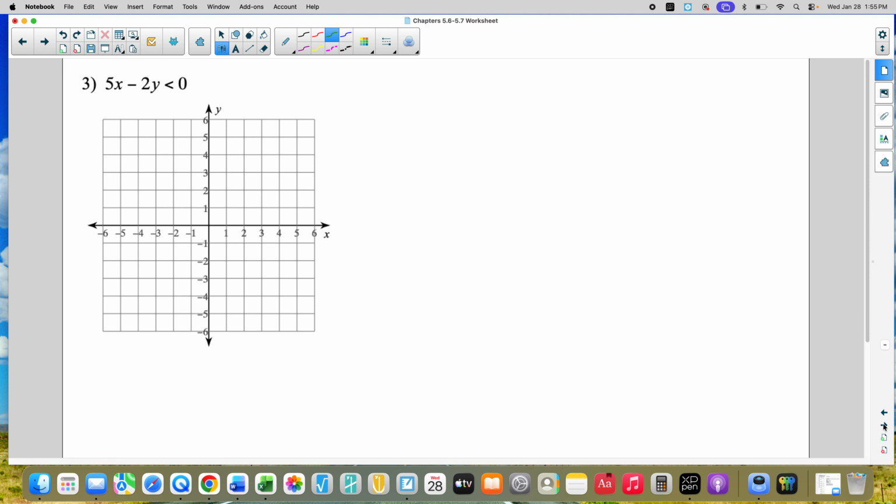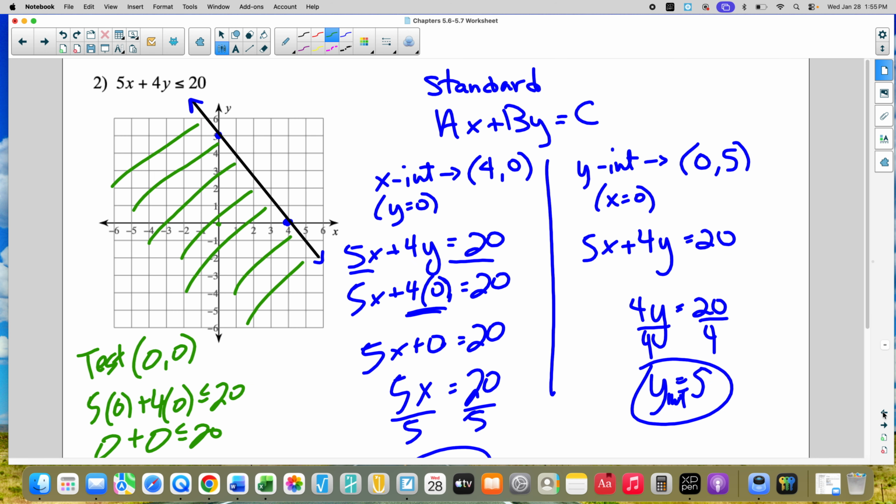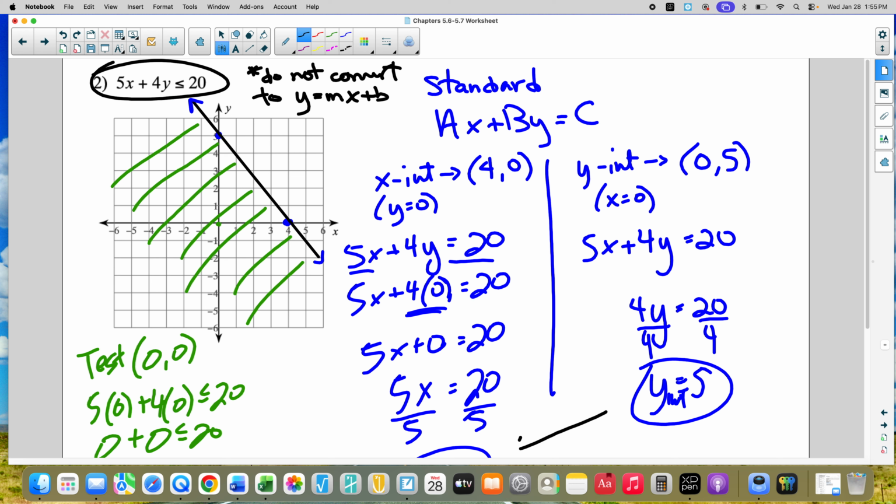Here is the complex one. Much like before, I don't want you to convert to y equals mx plus b. Do not turn it into slope-intercept form. It's just silly. It's too much work. You have 2 points provided to you. Embrace that it's in standard form and how easy it is to find the x and the y intercepts. It is so easy with the cover-up method.